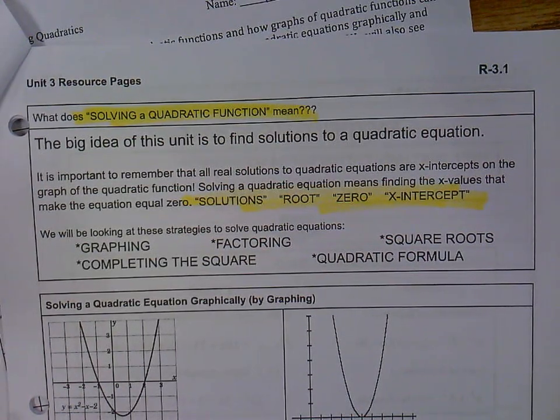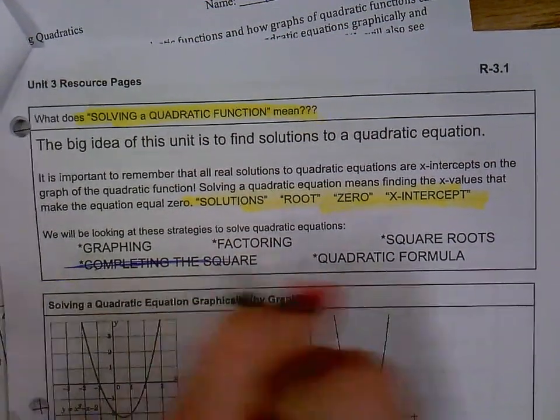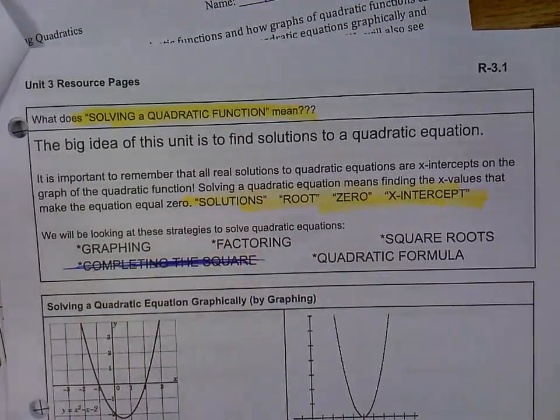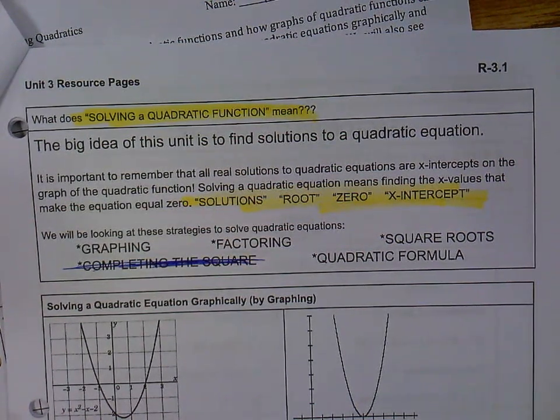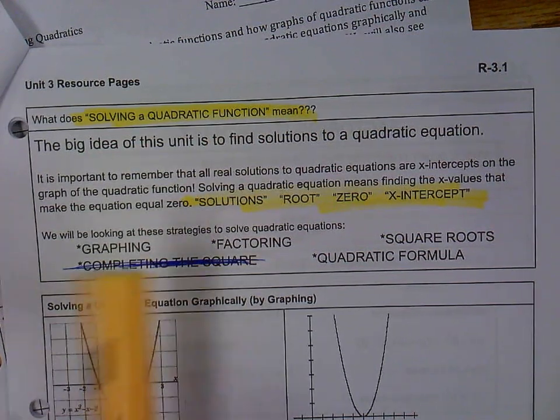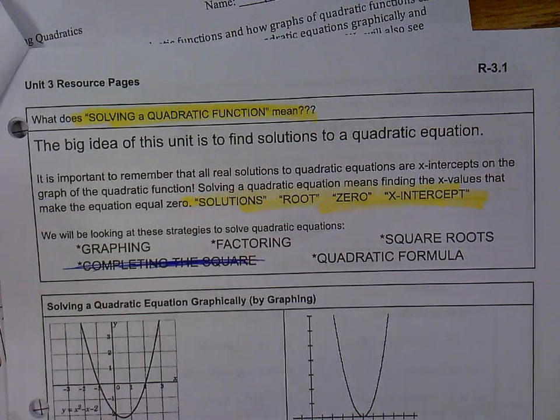So here's all those strategies I was saying. Actually, we're not going to do completing the square this year, so you can cross out completing the square. We're going to save that for just advanced. But if some of you are definitely going on to pre-calculus, maybe I should show you completing the square just so you've seen it once before. But we could talk about that. But for Algebra 2 CP, we're going to use these strategies.